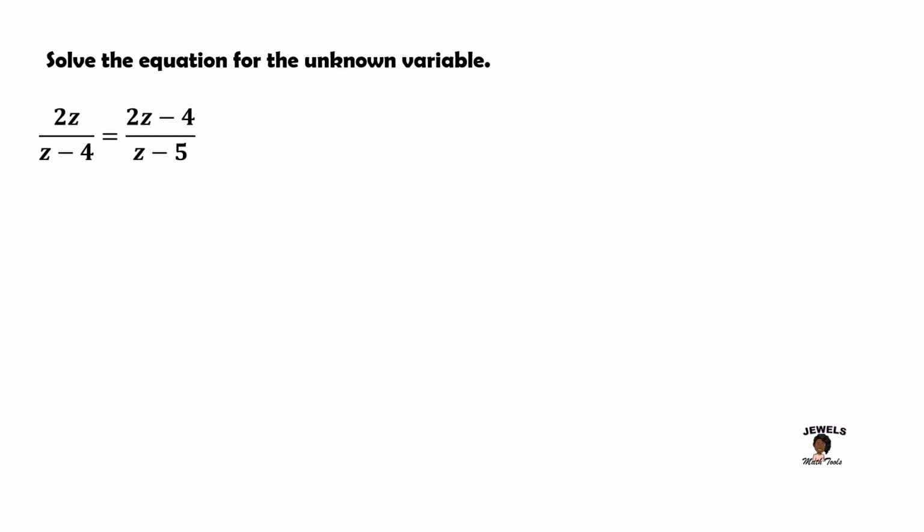When solving our rational equation today, let's begin by first finding the LCD for our denominators. In our denominators for this question, we have z minus 4 and we also have z minus 5. Remember that these are two separate expressions, and since these are the only two terms in our denominator, these two expressions will be our LCD.